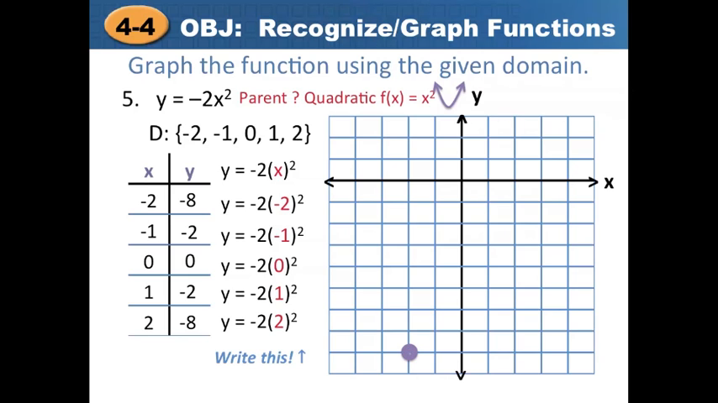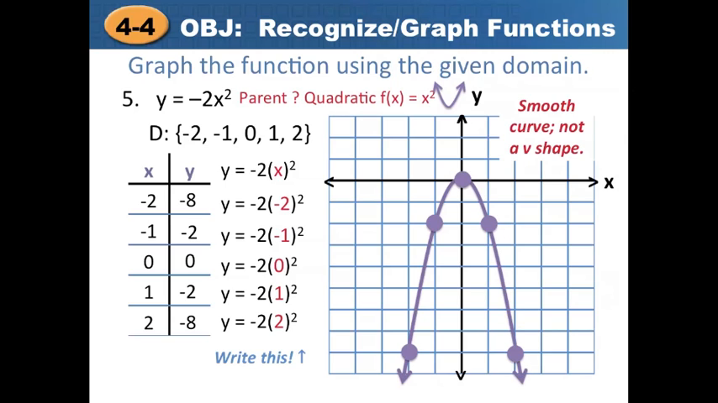When you plot your points, be very careful to notice this should make a U shape. Plotting each point from the table, we do realize this starts to make a U shape when we plot our points. When you connect these points, it makes a smooth curved line. Do not make it a V shape. This is a quadratic, so it should be a U shape with a smooth curved line.